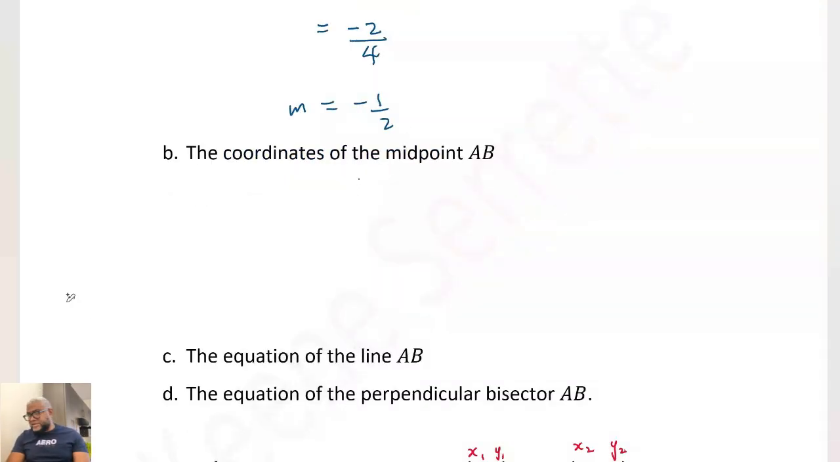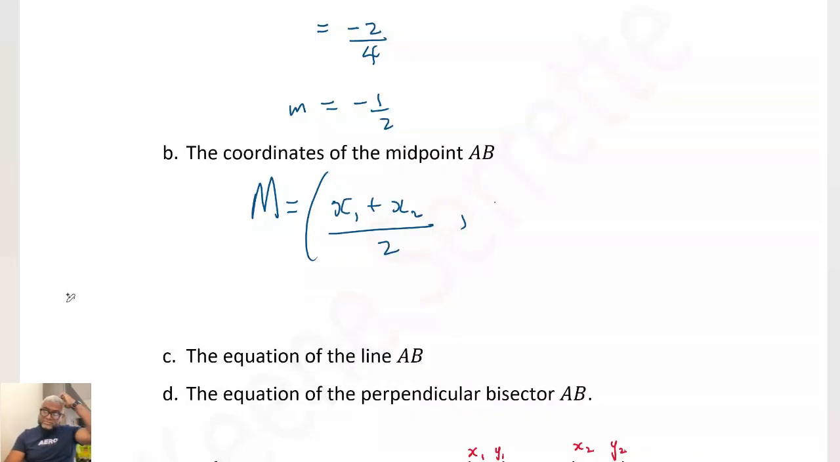Coordinates of the midpoint. I'm going in order because I only have one person face to face here, so I'm calling on some online people. Hey, Marie. What's the formula for the midpoint? M equals x1 plus x2. Capital M. Right, x1 plus x2 over 2, comma, y1 plus y2 over 2.